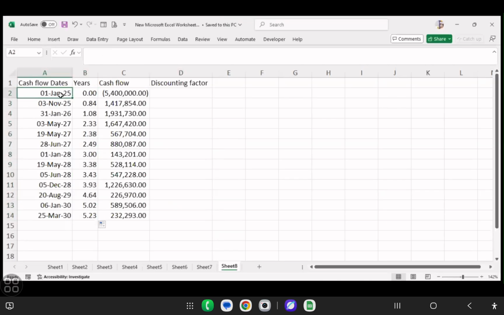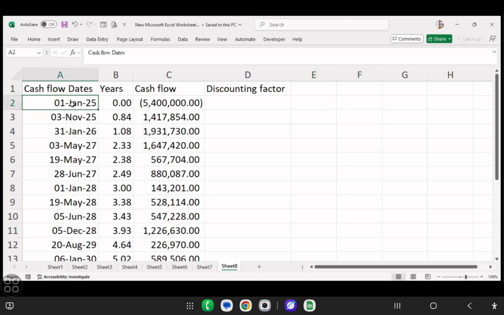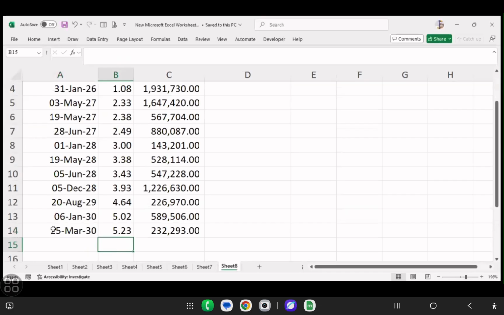From this is year 0. Let me make it a little bigger for visibility. This is 1st January 2025, year 0. 3rd November 2025 is 0.84 of a year. That 1st January the following year is 1.08 of a year. All the way to the very last point on 25th March 2030, it is 5.23 years from year 0.